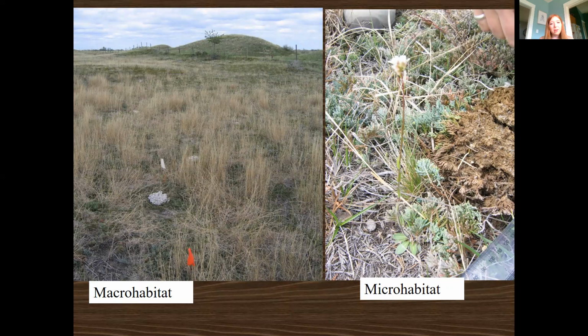Also, make sure you take a picture of the habitat, and a good tip is to get a picture of the macro habitat, so the surrounding area, looking outwards in the pasture or wherever you're IDing, as well as the micro habitat, so the surrounding plant community around the plants that you're looking at.